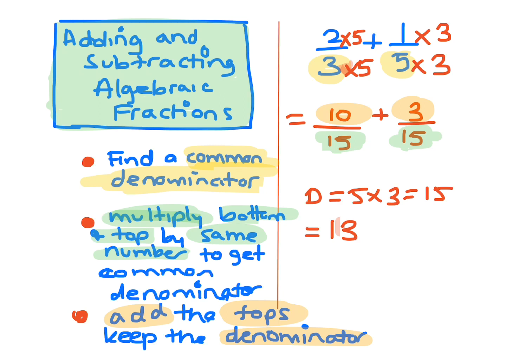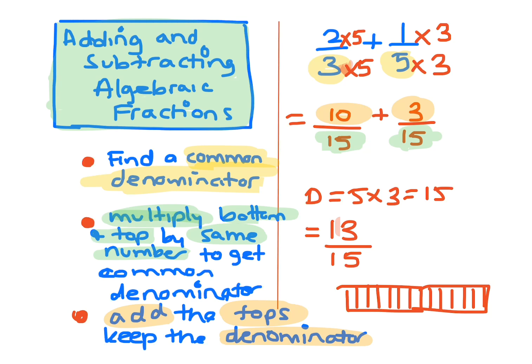You keep the same number of parts because it's like having 15 parts, and you're going to add on there 10 of those. 1, 2, 3, 4, 5, 6, 7, 8, 9, 10. And then you're going to have 3 more. And when you have 3 more, altogether you'll have 13 parts out of the whole 15 parts.